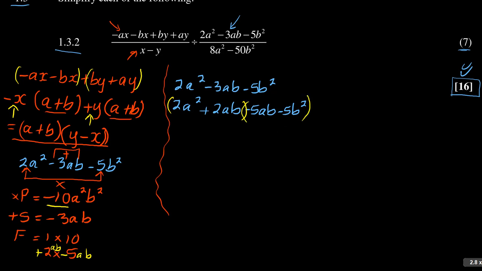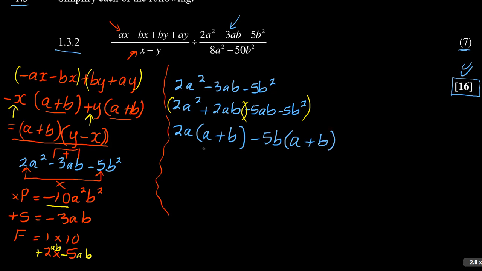So what do I have in the first two? What is common is 2a, and then 2a into 2a squared, it's a, plus 2a into 2ab, it's b. And then what is next is minus 5ab minus 5b squared, so the negative 5b is common. And then similarly, I'm going to get an a plus b.